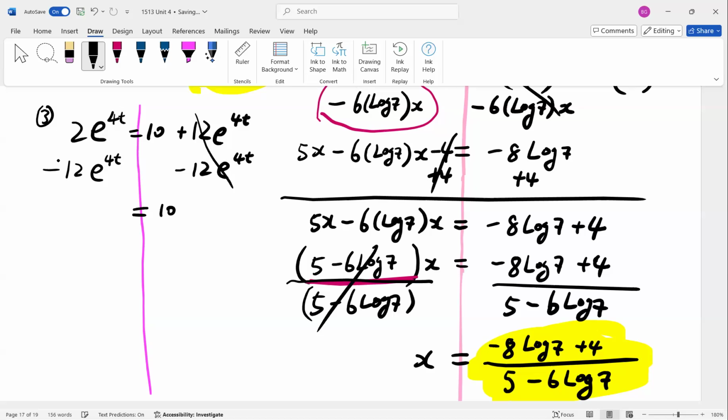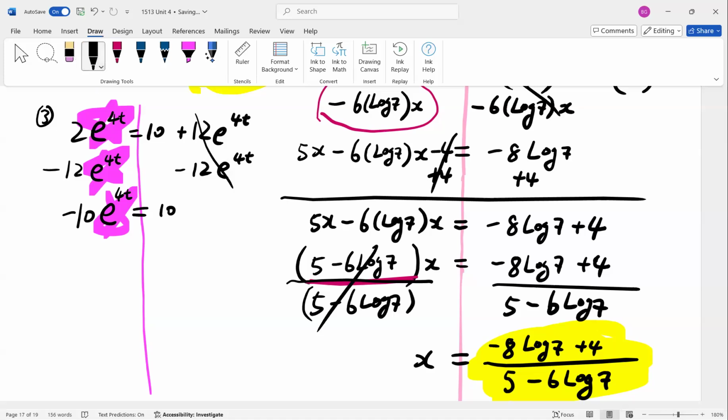On the left side, 2e^(4t) minus 12e to the power 4t. So 2 minus 12 is negative 10, giving negative 10e to the power 4t. What happened is, on the left side, you have 2 star minus 12 star, so you should have a negative 10 star, right? They are the same expression, the star. So 2 star minus 12 star gives you negative 10 star.